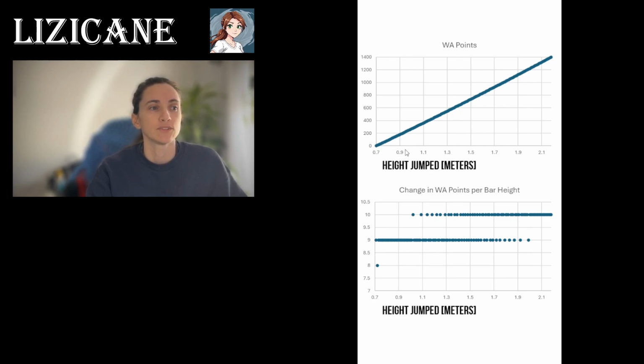If you're jumping 0.9 and you improve to 0.91, you get 9 points added. If you're jumping 1.9 to 1.91, you get 10 points added. So they're trying to say the more you improve at the higher or more difficult heights, the more that should be rewarded.